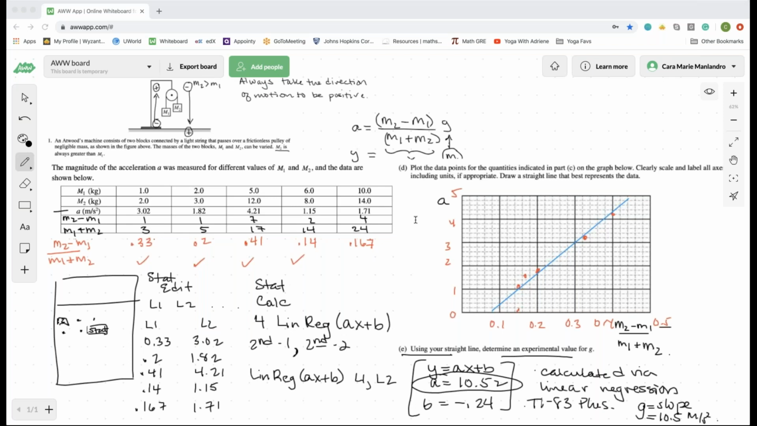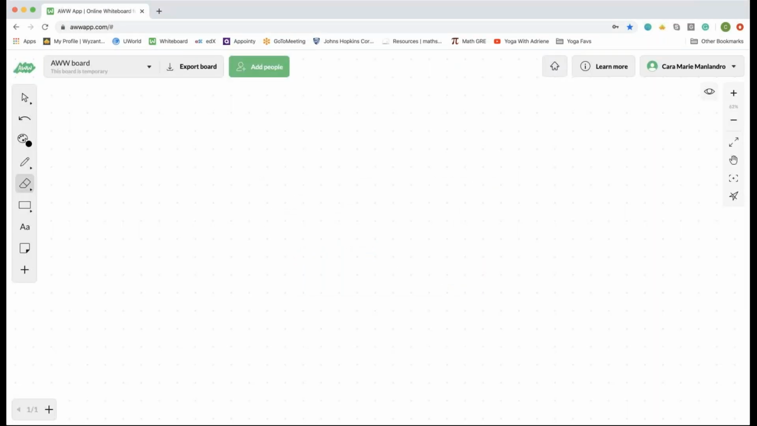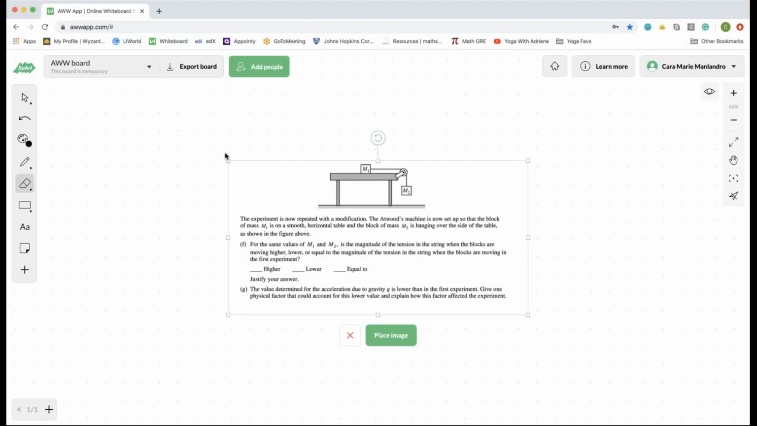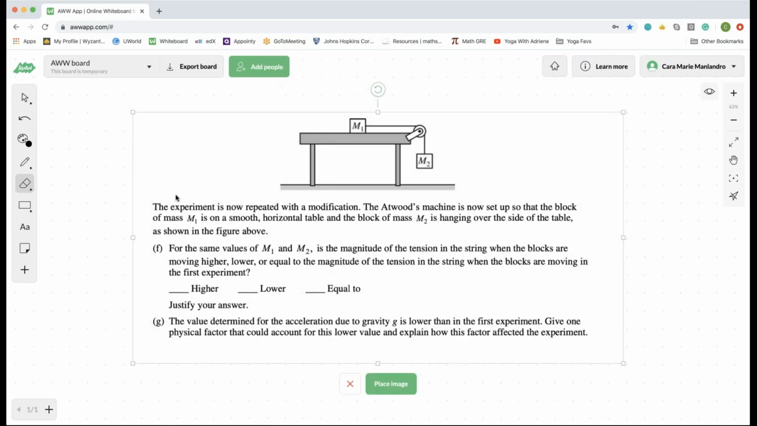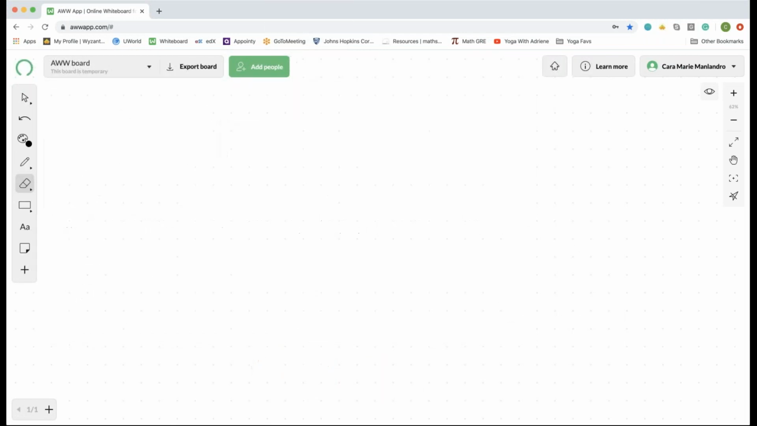All right, so is everybody ready for parts F and G? These are more conceptual type questions. We will do our best to work through it. I'm going to fall back on actually showing you the physics.